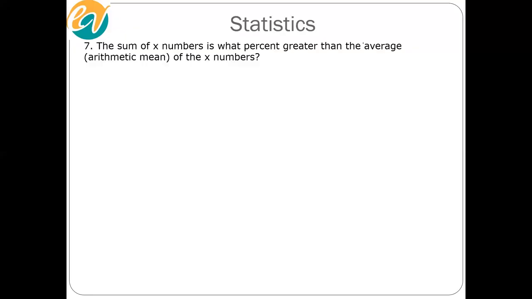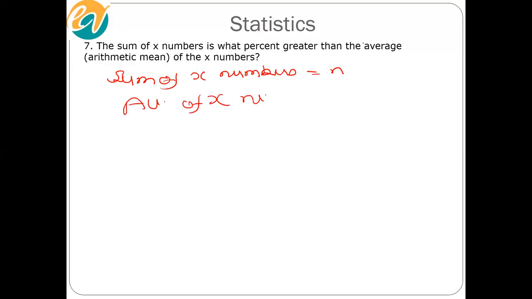Sum of X numbers. Do we know what the sum of X numbers is? We don't. So then what would we do? Assume, right? Let us say the sum of X numbers is equal to N, let's say. Now, can you quickly tell me how much would be the average of X numbers? Would be this, right?